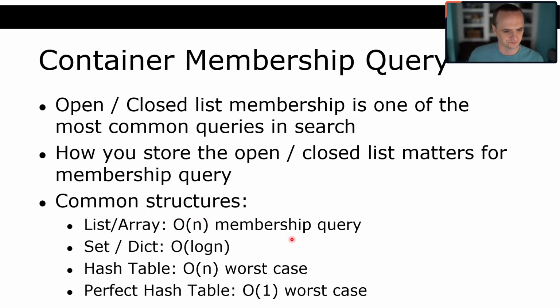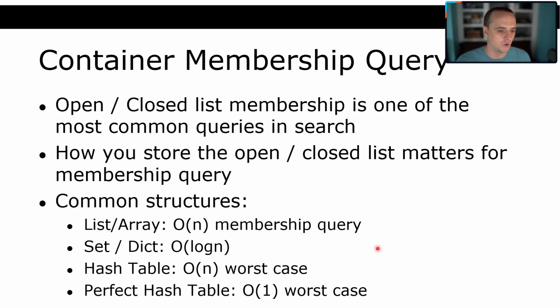If you have a set or a dictionary that's based on a binary tree or something like that, or a heap, then your query time is going to be log n. Hopefully you studied that in your algorithms course. With a hash table, just an arbitrary hash table, in the worst case, it's going to be O of n, and we'll talk about why that is a bit later.